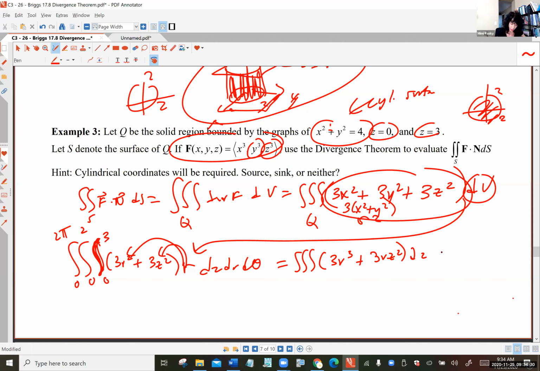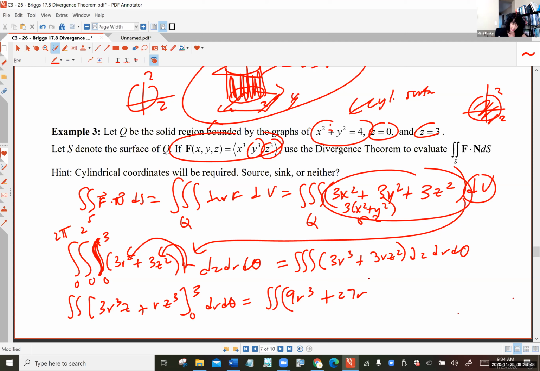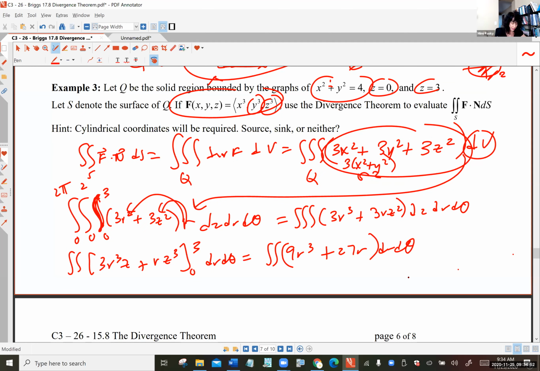And so I'm going to have 3r cubed plus 3rz squared. And I'll integrate with respect to z first. So I'll get 3r cubed z plus rz cubed, and I'm going to evaluate that between 0 and 3. And I think I'm going to get 9r cubed plus 27r. And this is super easy, people. No power reduction formula or anything like that. Integrate with respect to r, I get 9/4 r to the 4th plus 27/2 r squared. Okay, fine. And then evaluate that between 0 and 2.